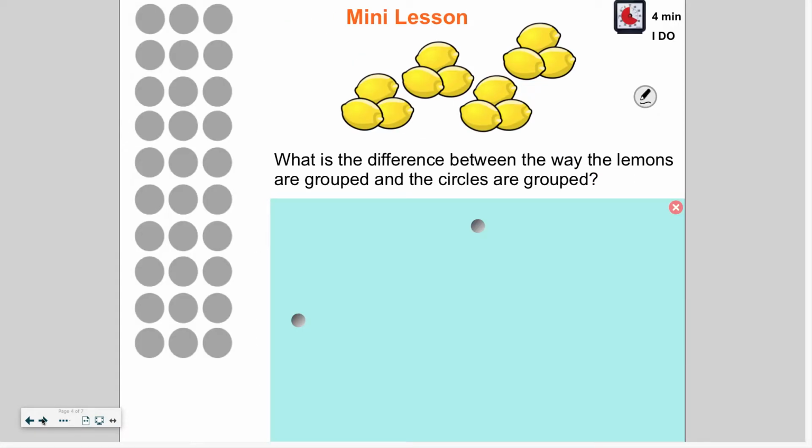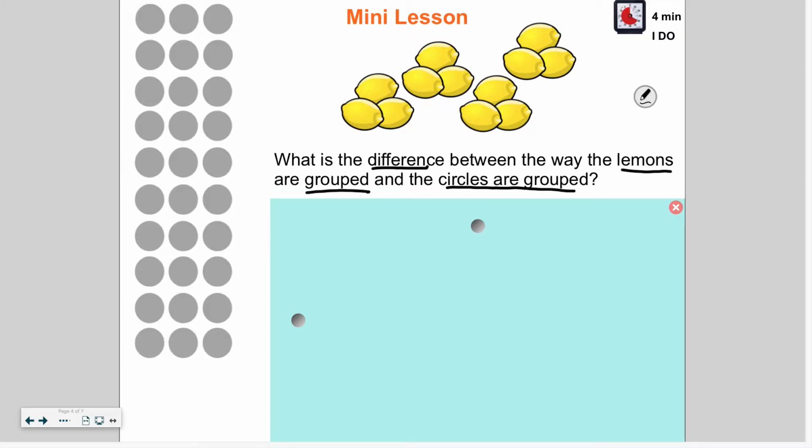So I'm going to start with the lesson. This is the I do, so I'm going to be showing you, and you'll just be watching for now, and then we'll do one together, and then you'll do one on your own. So let's get started. So think of this answer to yourself. What is the difference between the way the lemons are grouped and the circles are grouped?